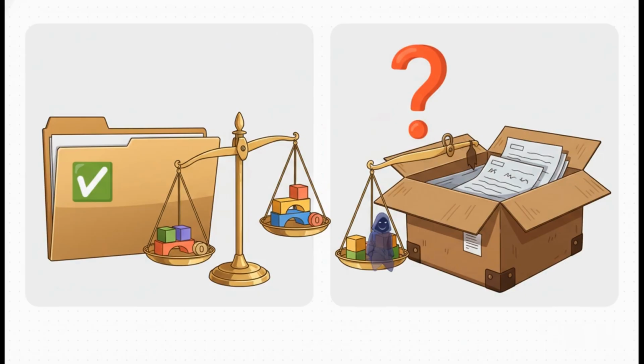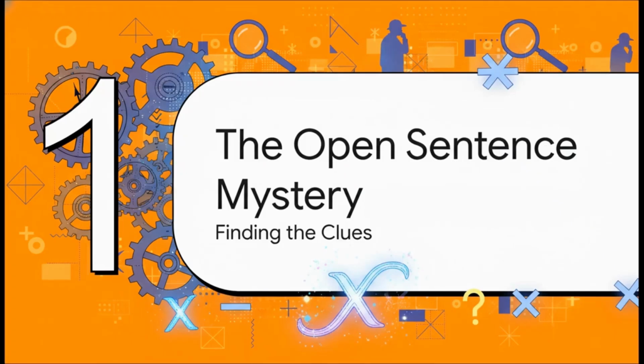But then you get something like x plus 10 equals 14. Well, is it true? I don't know. It depends. The truth of that whole sentence hinges on the identity of that mysterious character, x. And this is our central piece of evidence. This is the heart of the whole mystery. In algebra, we call it an open sentence, and it's really where our investigation begins.